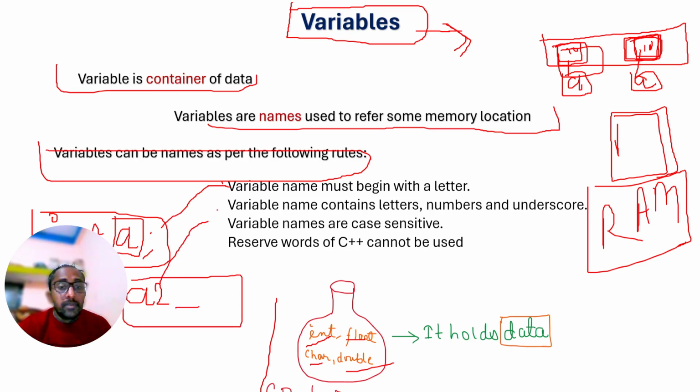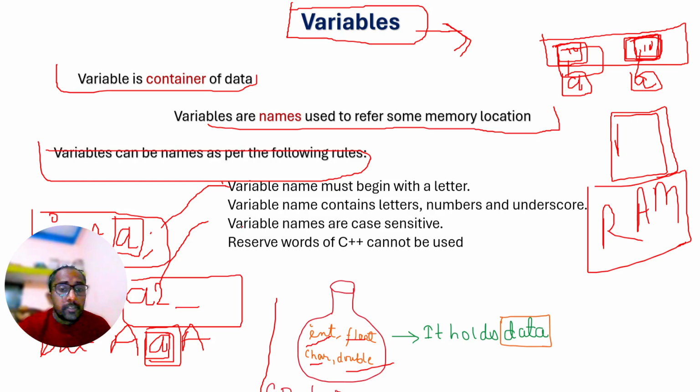Variable names are case sensitive. Suppose int, you have to write it like this, case sensitive. After A you can write a capital letter, but at the initial you have to write it in the correct case.